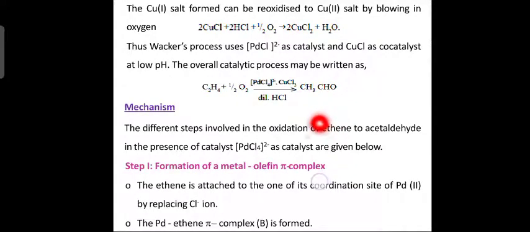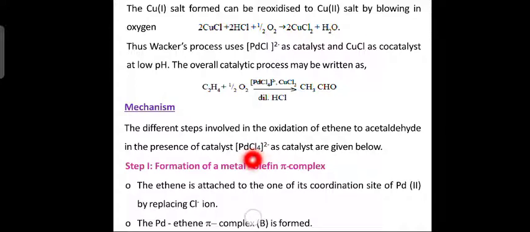Now, what are the 6 steps? Now we shall study one by one all the 6 steps. The different steps involved in the oxidation of ethene to acetaldehyde in the presence of catalysts are given below. Now, what is step 1? Formation of metal olefin pi complex. That is step 1.